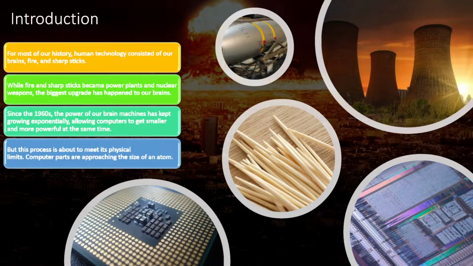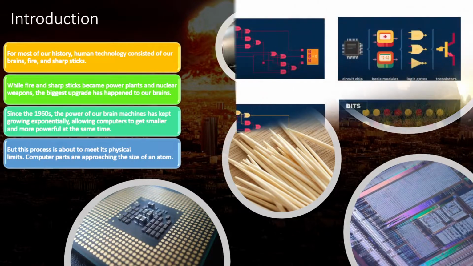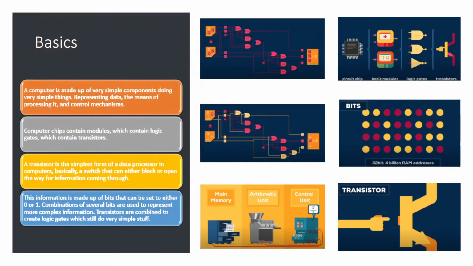Computer components are getting close to the size of an atom. To understand why this is an issue, we must first establish certain fundamentals. Now we will start with basics. A computer is made up of extremely basic components that perform very basic tasks: data representation, processing methods, and control mechanisms. Computer chips are made up of modules that include logic gates and transistors.